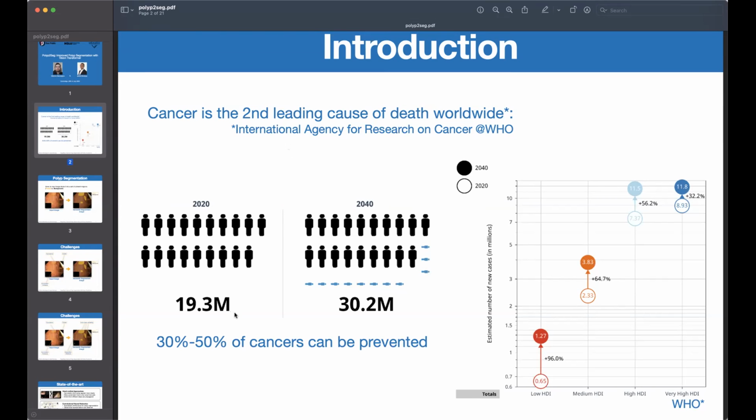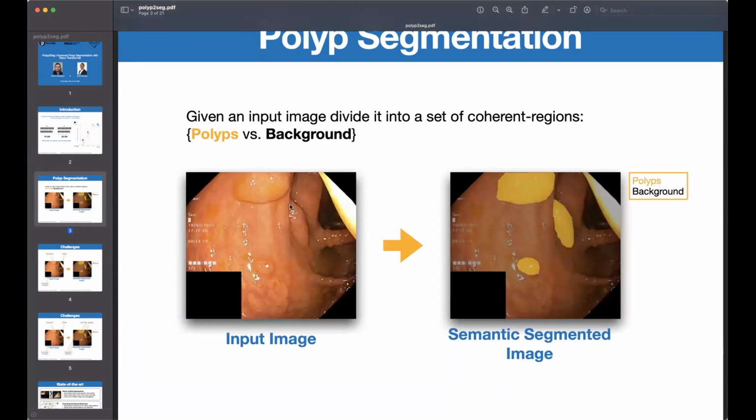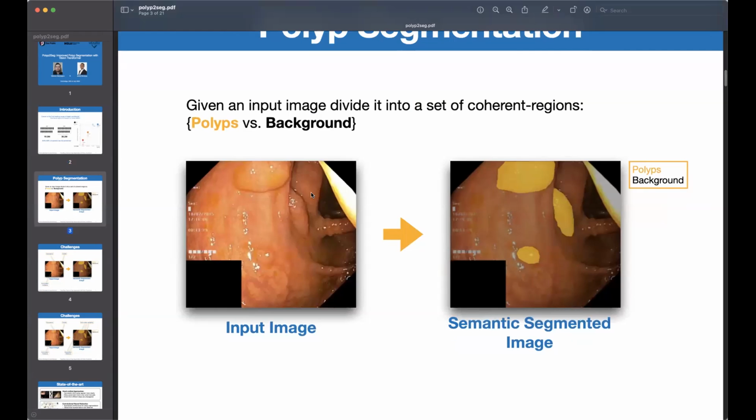And this is the case of colorectal cancer, in which by early detecting polyp, we can avoid this type of cancer. The goal here is, given a colonoscopy image, which is an RGB image, we have to divide it into a set of coherent semantic regions, like the ones here on the right. So actually here on yellow, we see the annotated polyps made by the specialist.